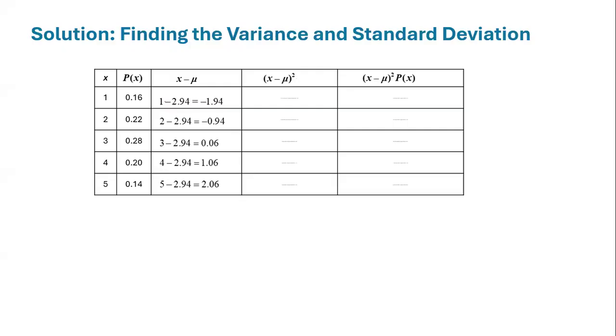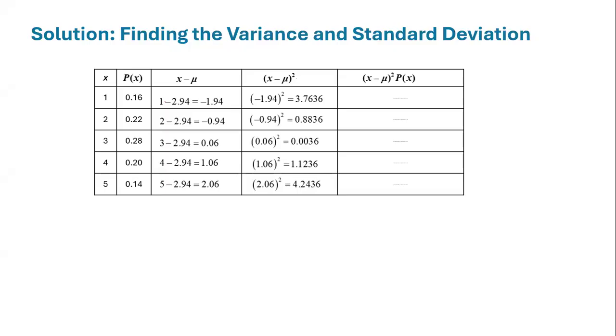Now we need to square these numbers. Negative 1.94, we need to square it. Square means multiply by itself. Negative 0.94 square it, 0.06 square it. And if we square all these numbers, we get another set of numbers.